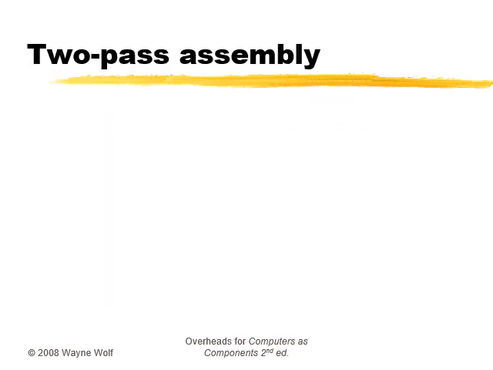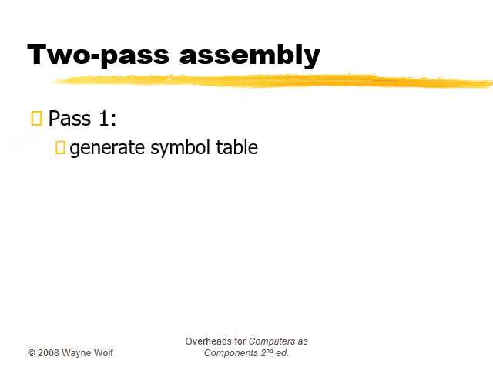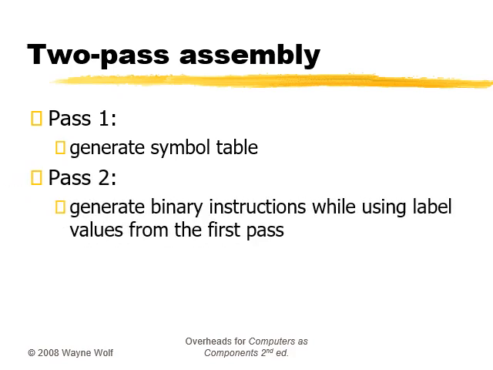The linker is basically a two-pass assembly process. In the first pass, we generate the symbol table as we have shown you. In the second pass, we generate binary instructions while using label values from the first pass. So we use label values to generate the binary instructions in the second pass. Pass 1 is the symbol table generation, and pass 2 is the binary instruction generation.